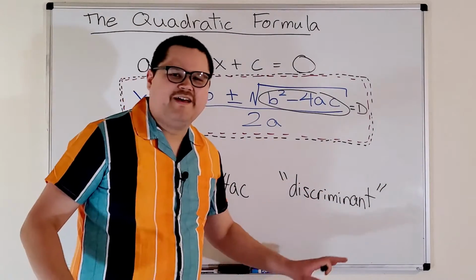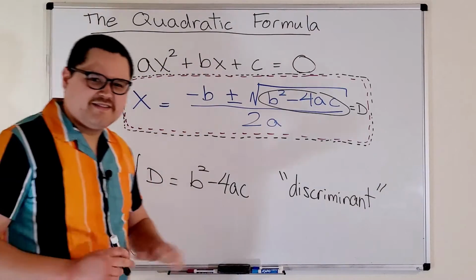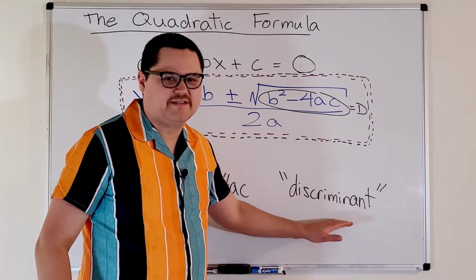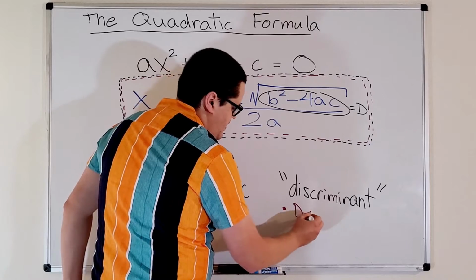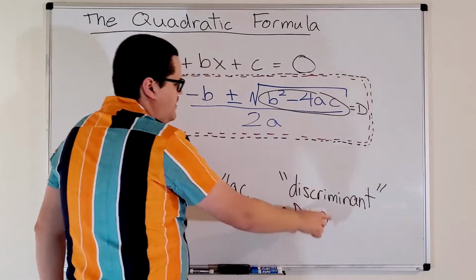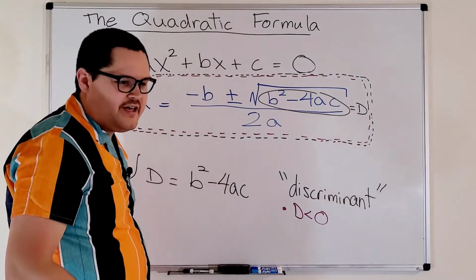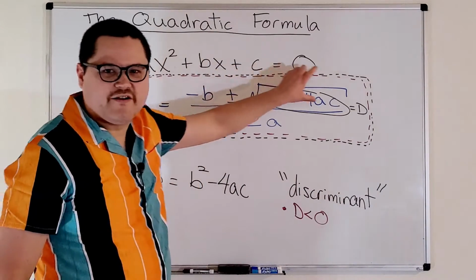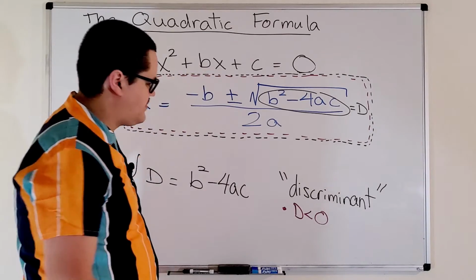Now, why is this called the discriminant? Because it discriminates in a good way between three different cases. So when D is less than 0, we have the square root of a negative number, because this thing under the square root will be less than 0, or negative. Whenever we have the square root of a negative number, we'll get imaginary things here. So we'll have two complex roots.